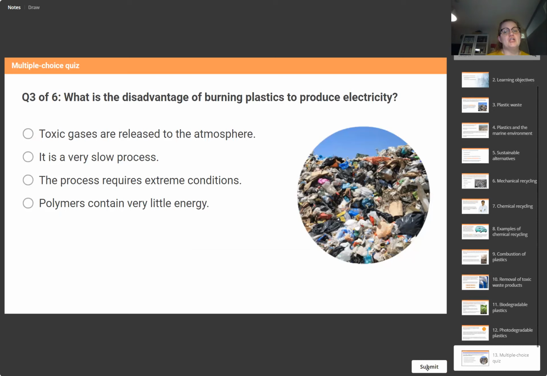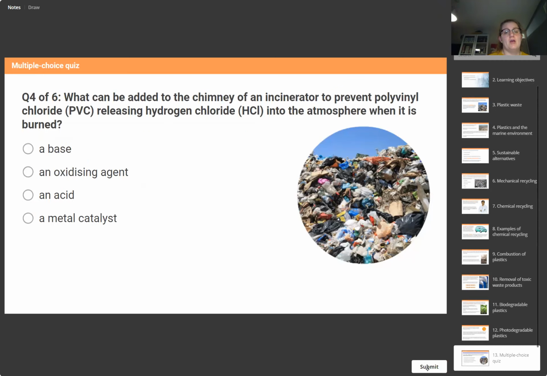What is the disadvantage of burning plastics to produce electricity? It's not that they have very little energy, they have loads. It doesn't require extreme conditions. It's not a slow process, but toxic gases are released into the atmosphere. What can be added to the chimney of an incinerator to prevent polyvinyl chloride, PVC, releasing hydrogen chloride into the atmosphere when it's burnt? We can add a base.